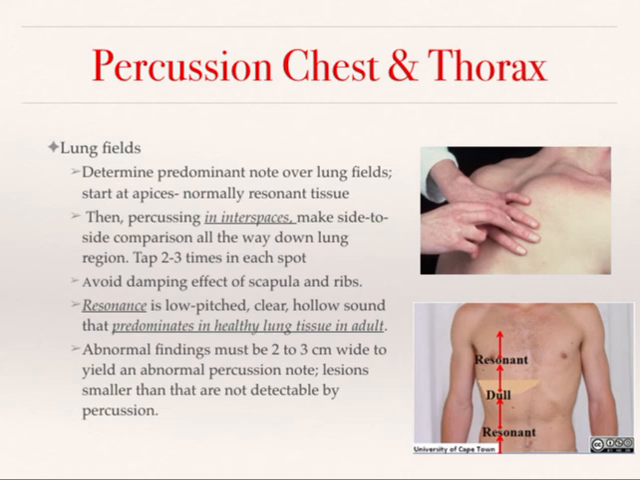You're not going to go over the bone, because if you go over the bone, it's going to be a different sound. You're always going side to side, and every time you're doing percussion, you usually tap like 2 to 3 times to get a good listen to that sound. You're going to avoid the scapula and ribs, like I said, because it's going to dampen the sound that's there.